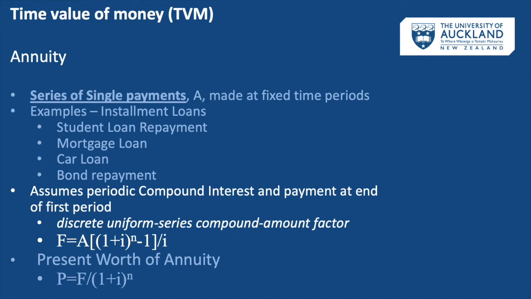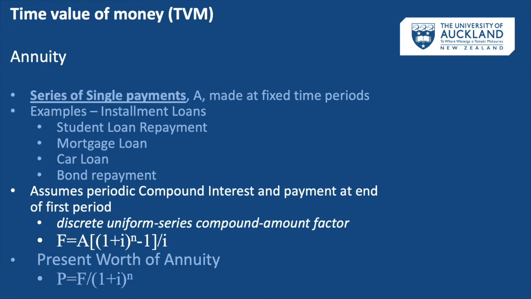So to determine the total cost in the future of that annuity, or the value of that annuity at some future time, we use what's called a discrete uniform series compound amount factor. That's a mouthful, but at the end of the day, it's much like a compounding interest formula. So we look at the future value of something, and that's set equal to the annual payment that we make times 1 plus the interest rate to the power of the number of times we make that payment minus 1, and all of that is divided by I.